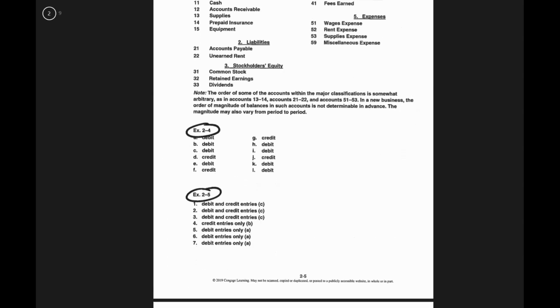Moving to number 4, it says the following table summarizes the rules of debit and credit. For each of the items, A through L, indicate whether the proper answer is a debit or a credit. All right, well, in this exercise, it's just simply identifying is it a debit or a credit. Well, an asset. Well, in the reading, we learned that every account has the opportunity of being debited or credited.